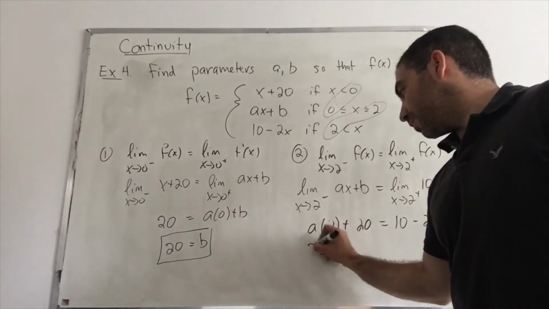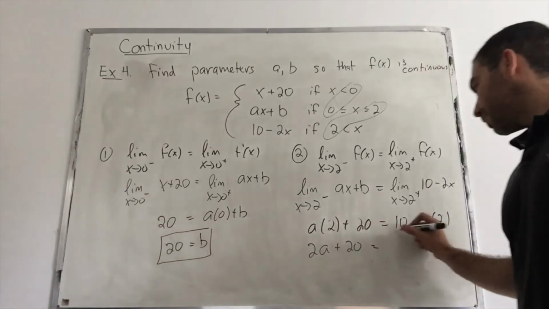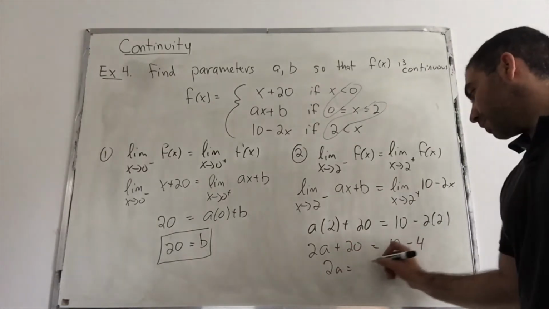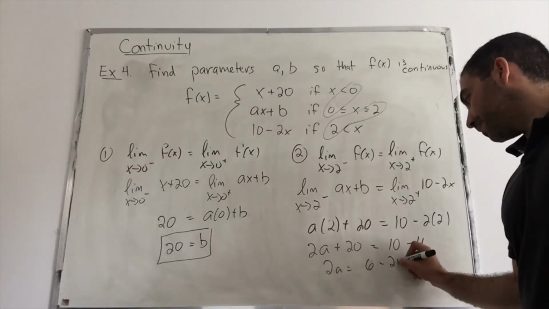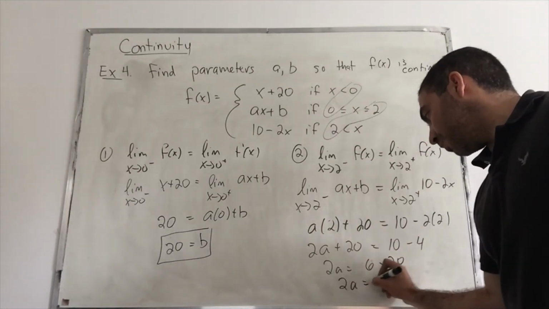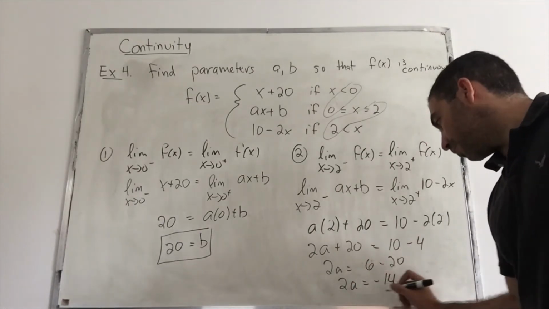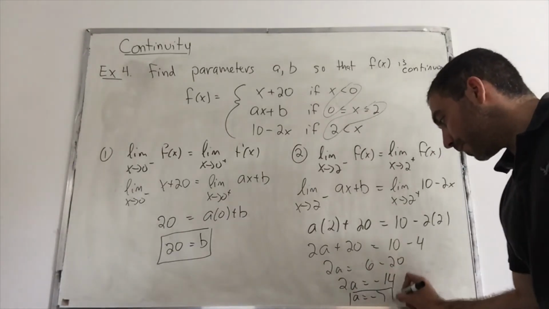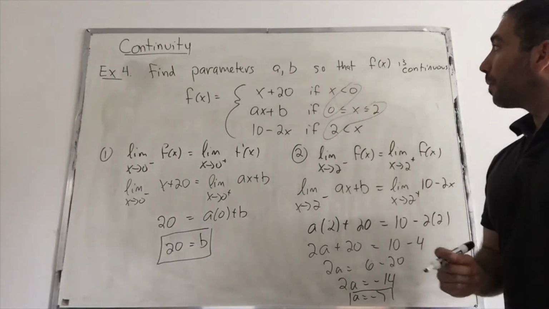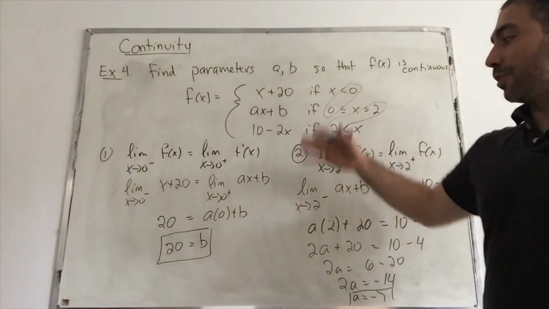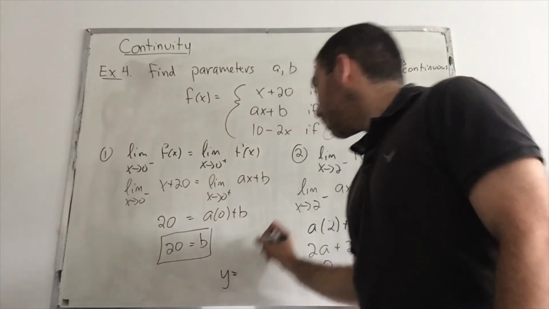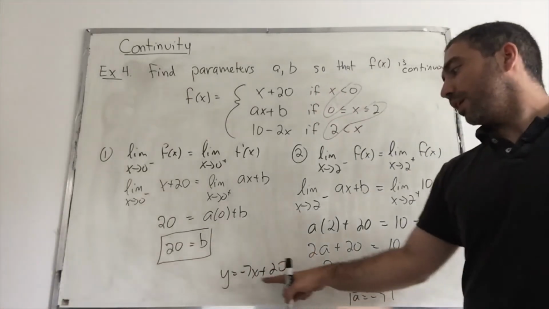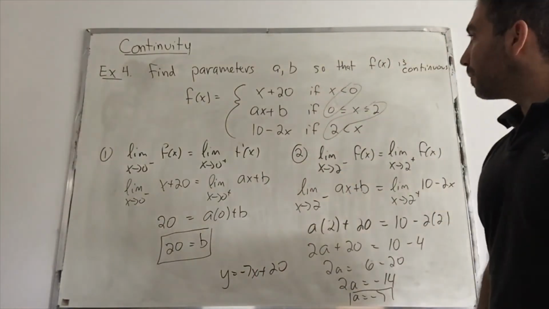So a times 2 is 2a plus 20 equals 10 minus 4, 2a equals, this is 6 minus 20. So 2a equals negative 14. Divide both sides by 2, I don't have room, so I'm just going to write it here. A equals negative 7. Okay. So those are the parameters a and b to make the function continuous. So in the middle line here, it's going to be y equals negative 7x plus 20. So a y-intercept of 20, and its slope is going to be negative. It's going to go downwards. And this is our answer.